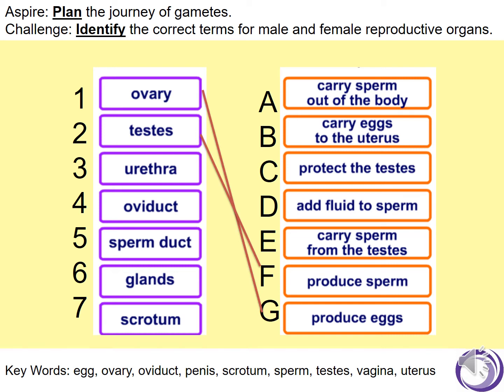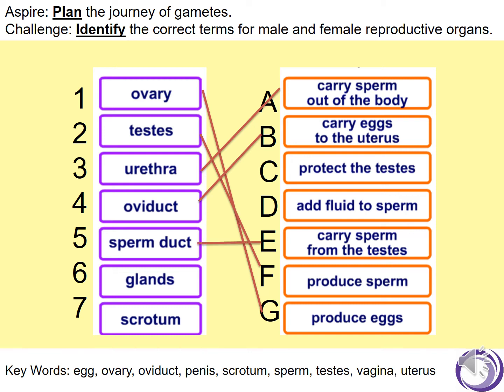Number 2, we've got the testes, and the testes produce sperm. Number 3 goes with A. The urethra carries sperm out of the body. Number 4 goes with B, the oviduct. It carries eggs to the uterus or womb.